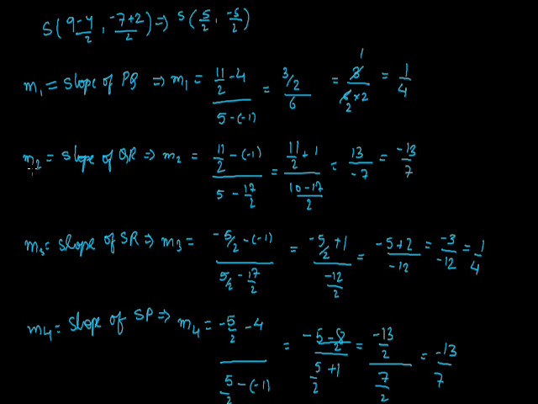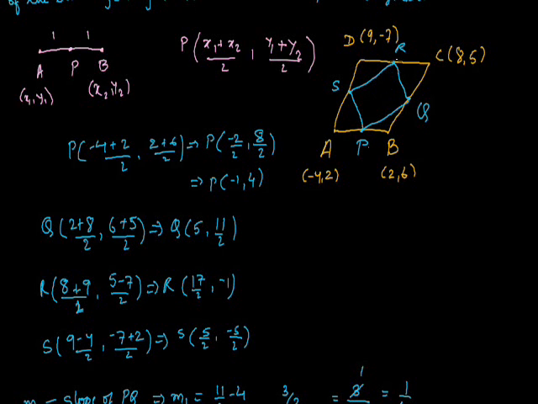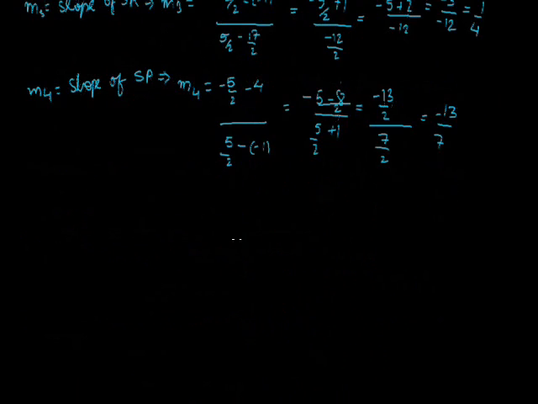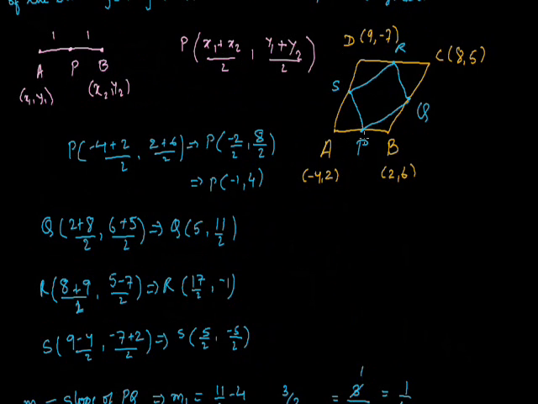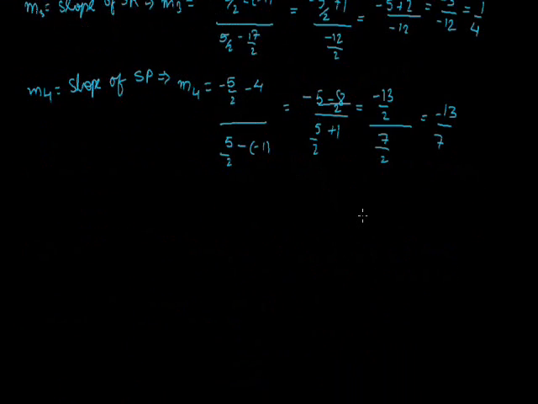Similarly, I see that M2 and M4 have the same value, minus 13 by 7 and minus 13 by 7. So the slope of the line passing through Q and R is equal to the slope of the line passing through S and P. That means the line passing through QR is parallel to the line passing through SP. Hence, I can say that the quadrilateral formed by joining the midpoints of the given quadrilateral is a parallelogram, since I have two opposite sides parallel to each other. Hence, this PQRS is a parallelogram.